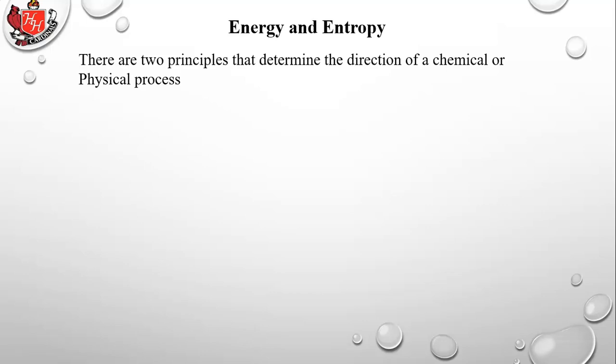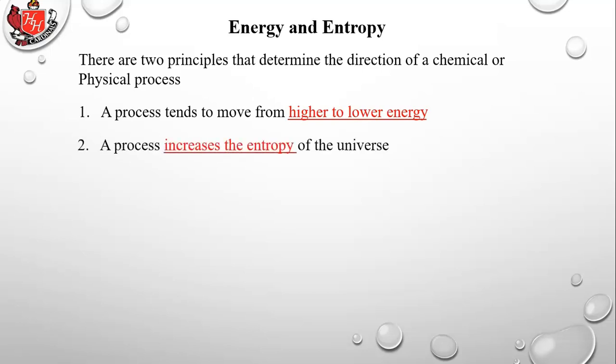There are two principles that determine the direction of a chemical or physical process. The process tends to move from higher to lower energy, and a process increases the entropy of the universe. So let's think about that. Higher to lower energy, things want to fall down, in other words, in physics. And in chemistry, they want to go from a higher energy to a lower energy. And as we said earlier, there's a different type of energy that we're going to talk about here in just a moment. The process also wants to increase the entropy of the universe.